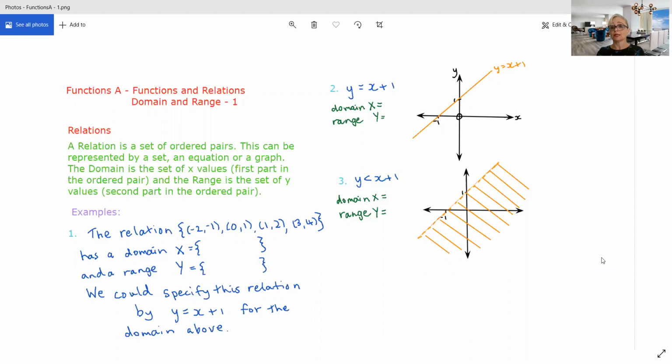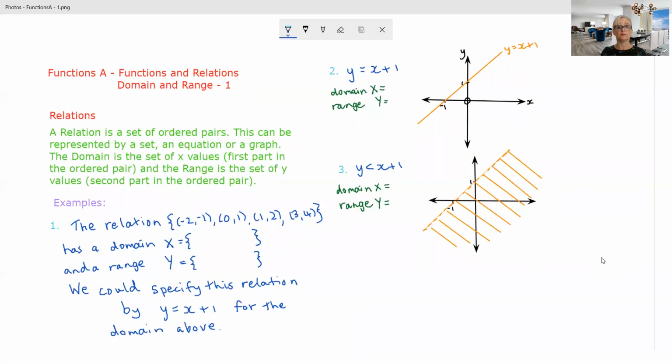A relation is really just a set of ordered pairs. That can be written literally as a set of ordered pairs like it is here, or it can be written in the form of an equation, or even an inequation, such as we have here.